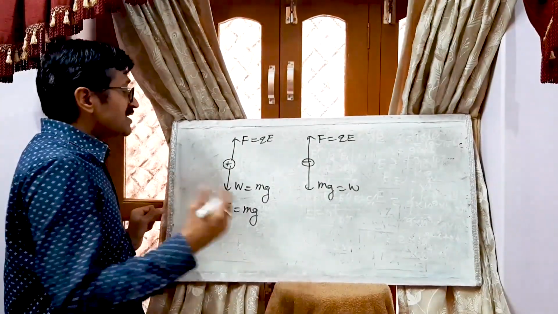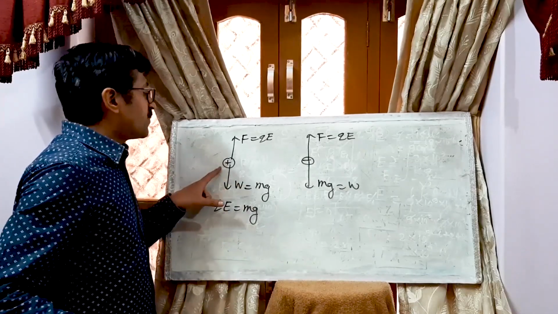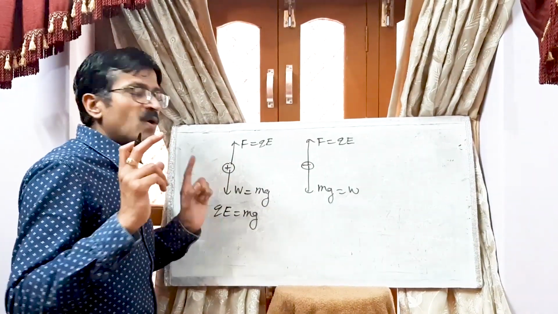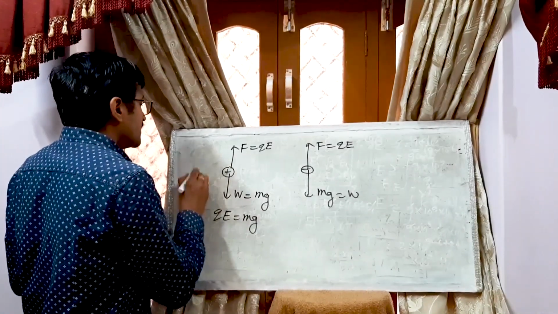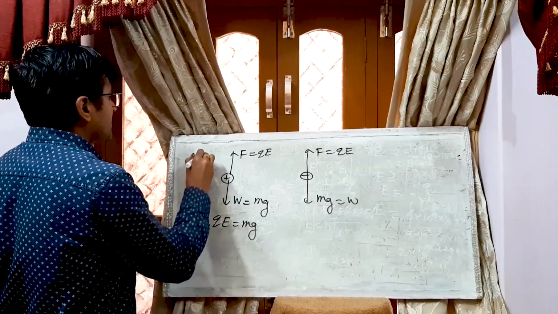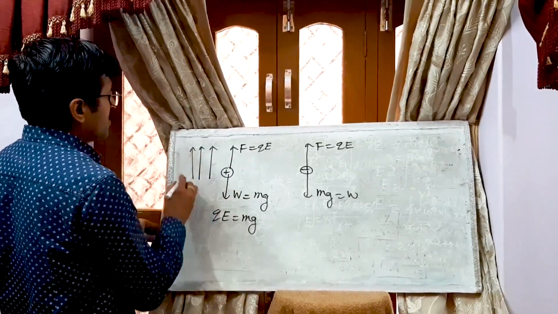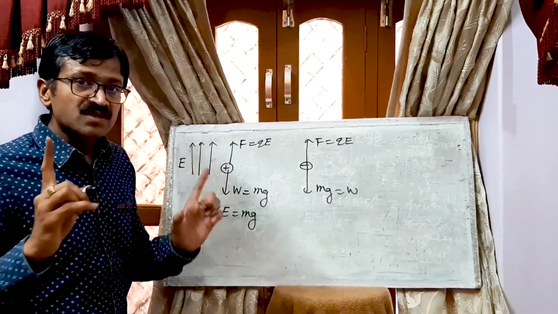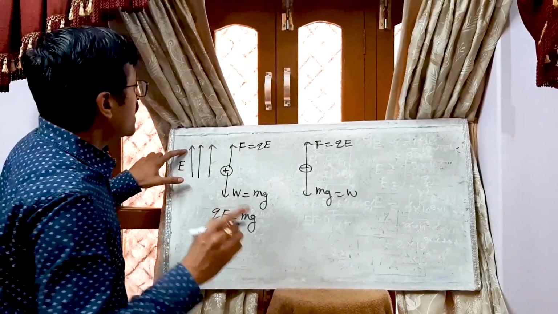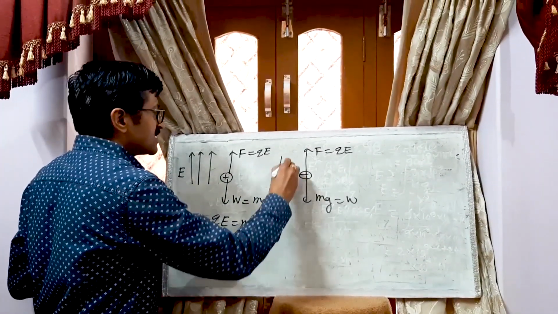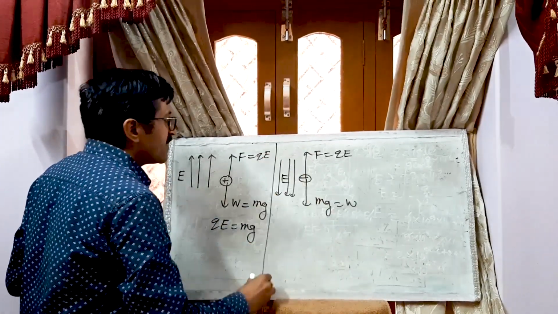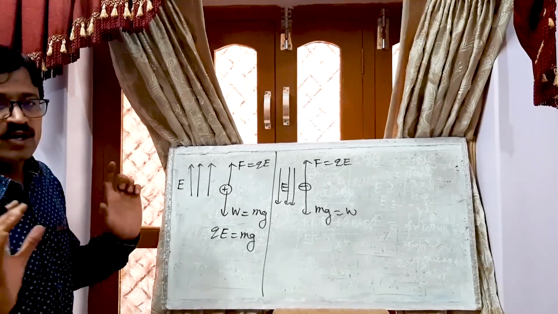Now the question arises, how does the positive or negative charge remain suspended freely in the air? It depends upon the direction of the electric field intensity. For a positive charge, the direction of the electric field intensity must be upward. Remember, this is a very important concept. And for a negative charge, the direction of the electric field intensity must be downward. Otherwise, it will not happen.